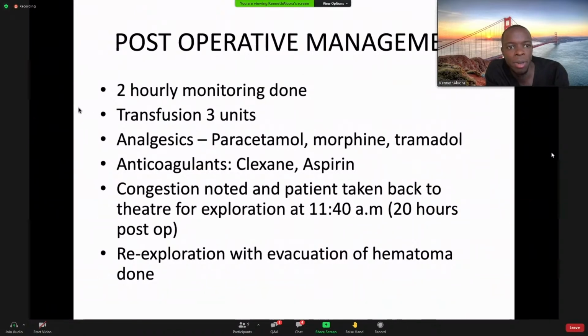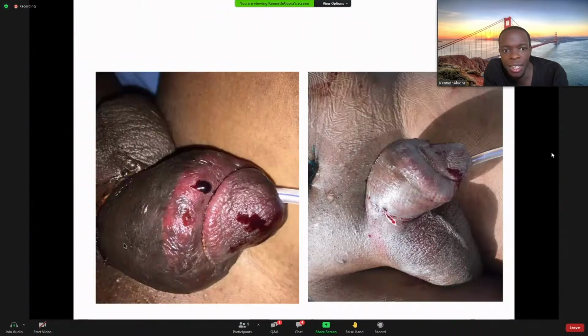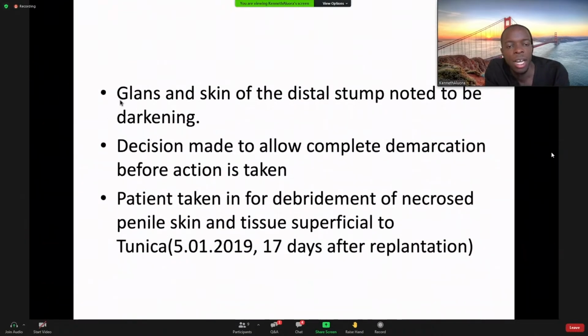Protocol for management after implantation: we do 2-hourly monitoring of the implantation, which was done, and the patient was transfused 3 units. Analgesics and anticoagulants were given, but congestion was noted around 20 hours after the reimplantation, and the patient was taken back in. We re-explored, but we only found hematoma, and this was how it was looking. A bit edematous, and the blood when you prick was really dark, which shows congestion.